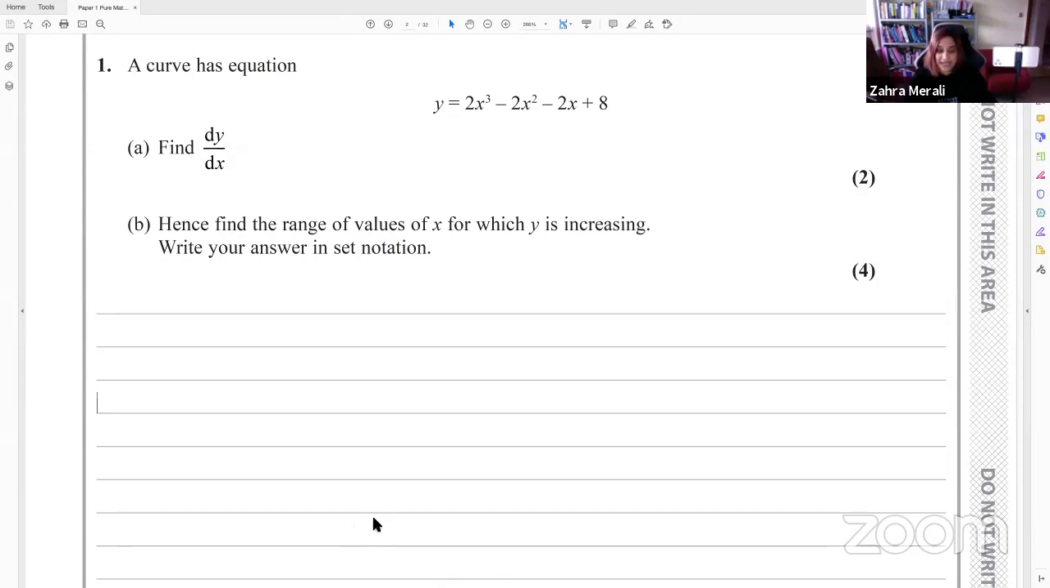Now, if you have done higher GCSE maths, and further GCSE maths, you'll have learned how to differentiate. So this is straightforward differentiation.